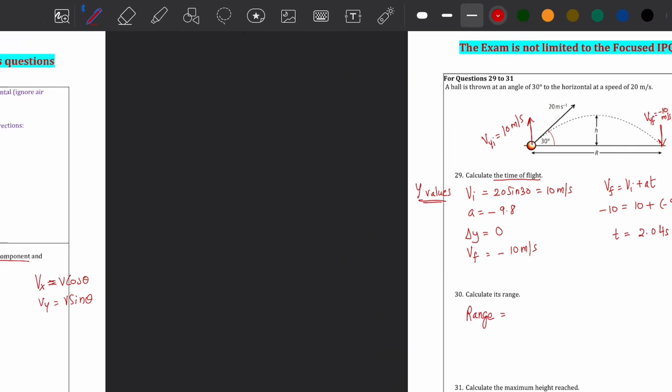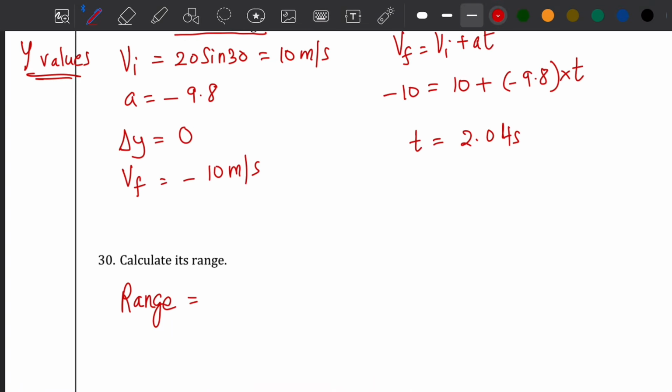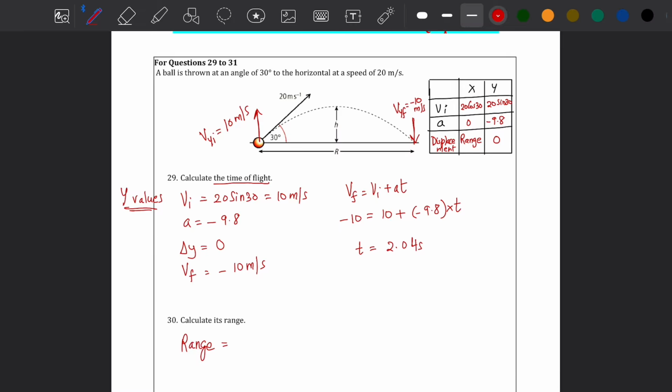The range formula for projectile motion is given to us here. You can see that this is a range formula. So the range formula is Vxi multiplied by time of flight. So the initial velocity in the x direction is 20 cosine 30, and the time of flight is 2.04. So we get this answer as 35.3 meter.